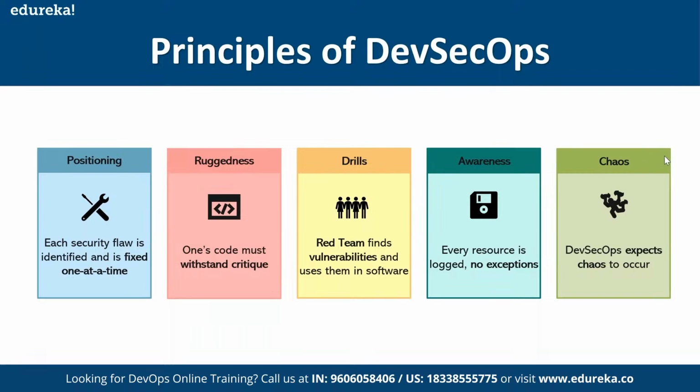Guys, each and every idea we'll talk about. The DevOps team is on the head of everything, so chaos is one of the key factors here. Awareness: people should be aware that when something comes up, you have to fix it. Red teams are always trying to find vulnerable things and use them in software. Positioning: each flaw has to be fixed on time and everyone's code has to be fixed.